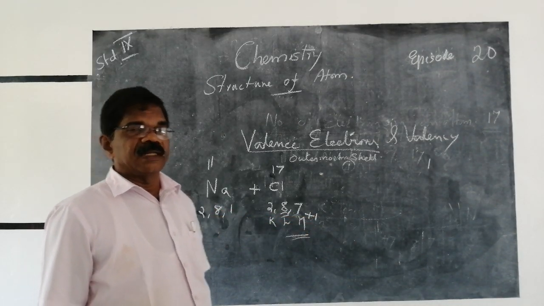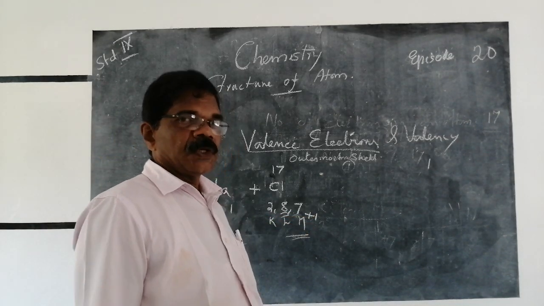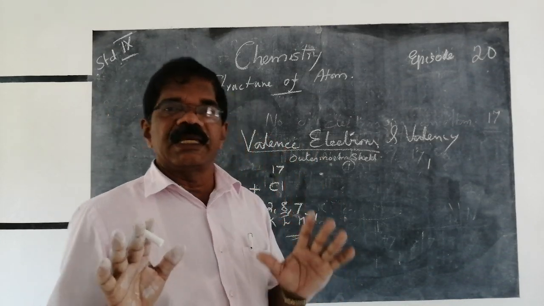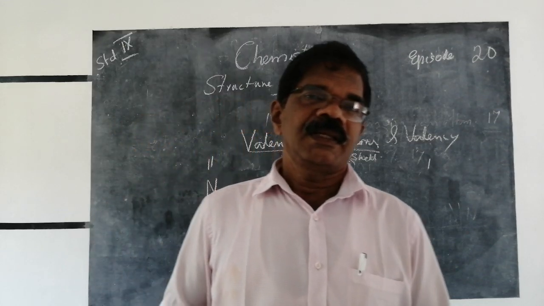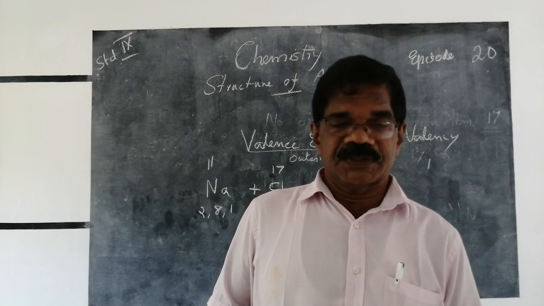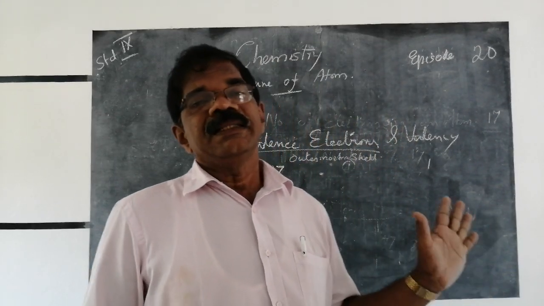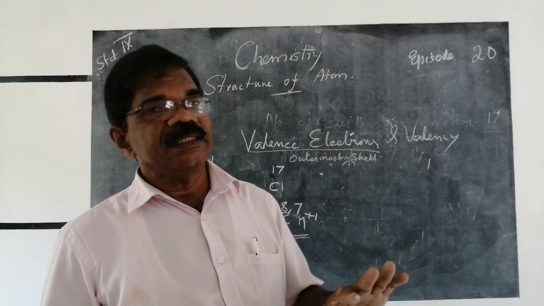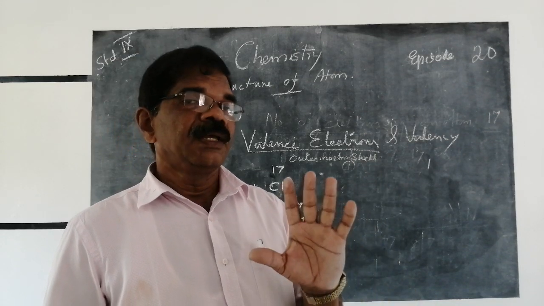Can I differentiate between valence electrons and valency? For valence electrons, you simply write the electron configuration, and the number of electrons in the outermost shell denotes the valence electrons. It is not difficult. Then what is valency? Valency is what you have to attain.